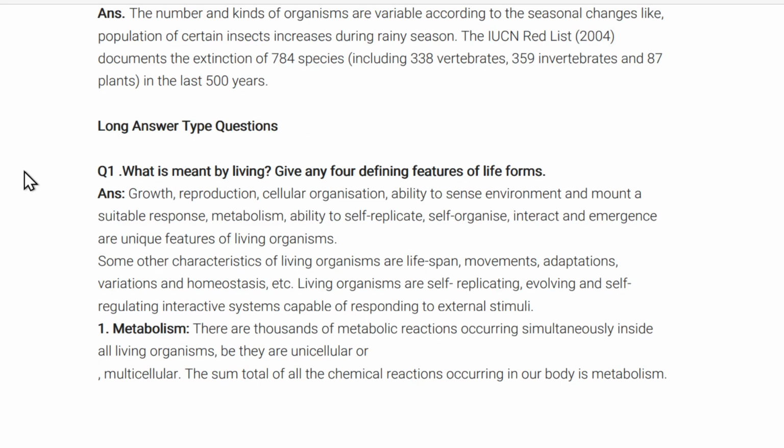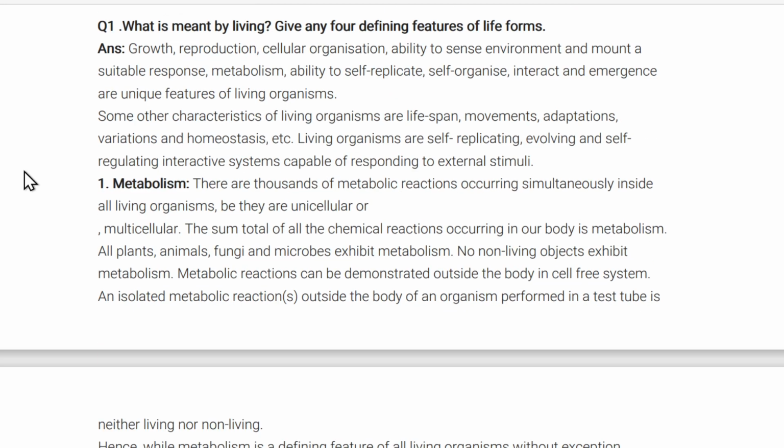Long answer type questions. What is meant by living? Give any four defining features of life form. Answer.